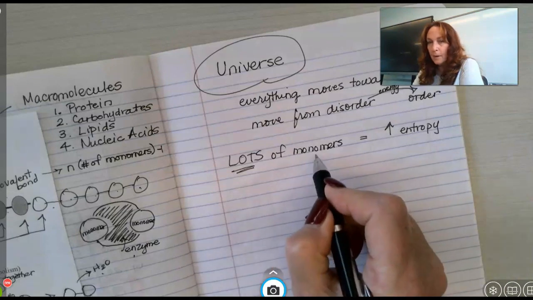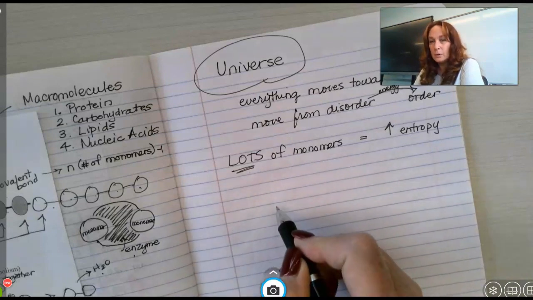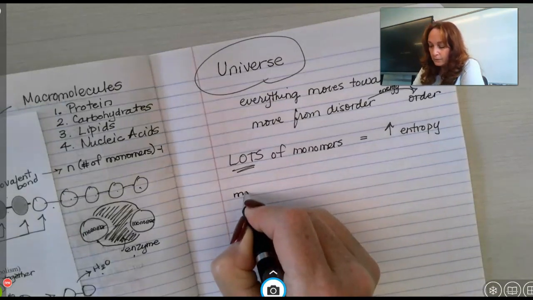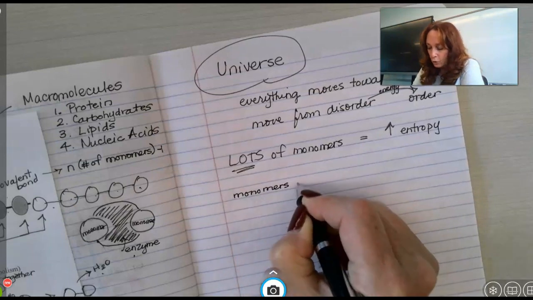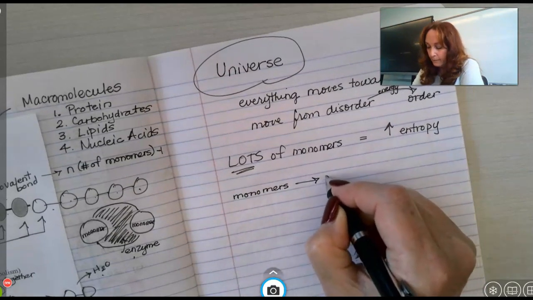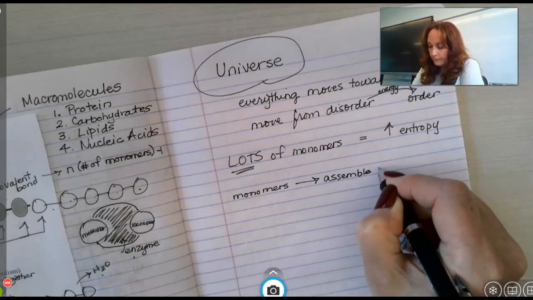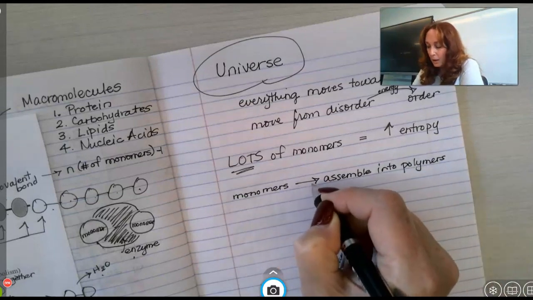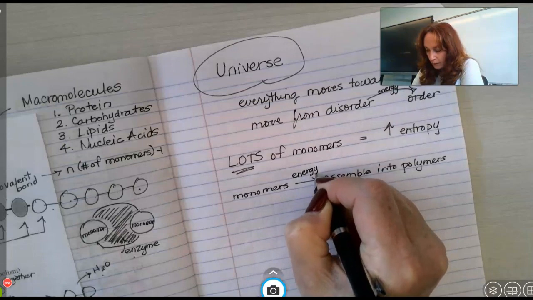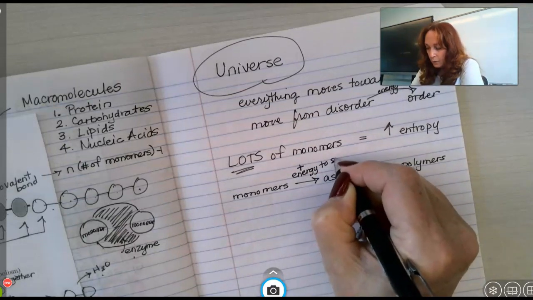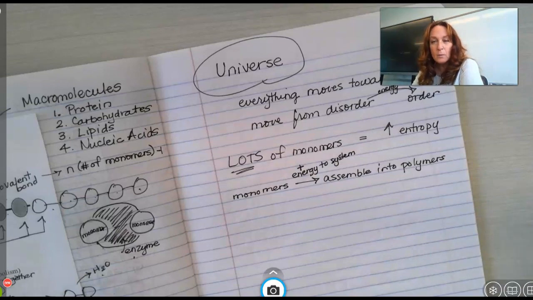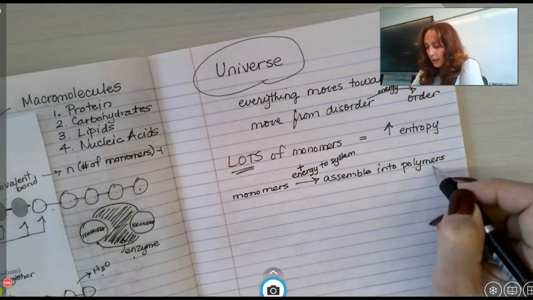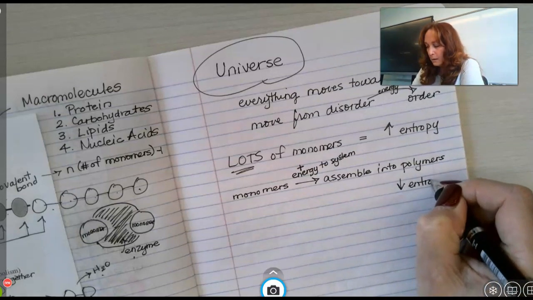If you put the monomers into polymers, that takes energy. If you take monomers and put them together and assemble them into polymers, that costs energy. You have to add energy to the system, and it's going to be in the form of those covalent bonds that you put those pieces together with. And polymers have low entropy because they're ordered.